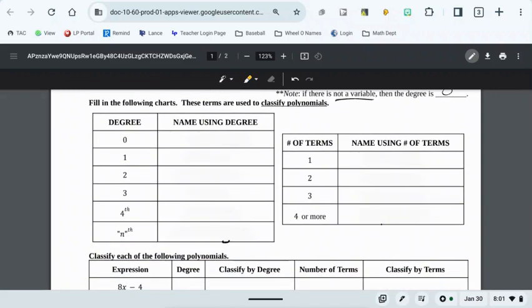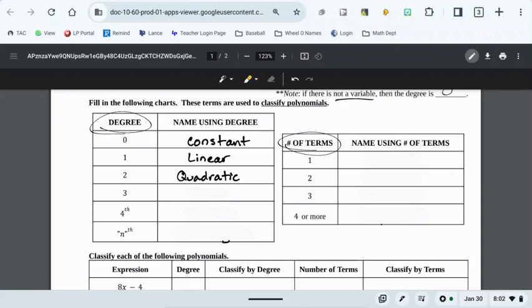Okay. So moving forward here, fill in the following charts. These terms are used to classify polynomials. So when we're classifying polynomials, we're going to look at the degree and the number of terms. So name using degree. If the degree is 0, we call that a constant, which is that little note we just talked about. If the degree is 1, so if there's no exponent there with the variable, then it's linear. These are expressions that we've worked with all first semester, linear expressions. Then if the degree is 2, we call that quadratic.